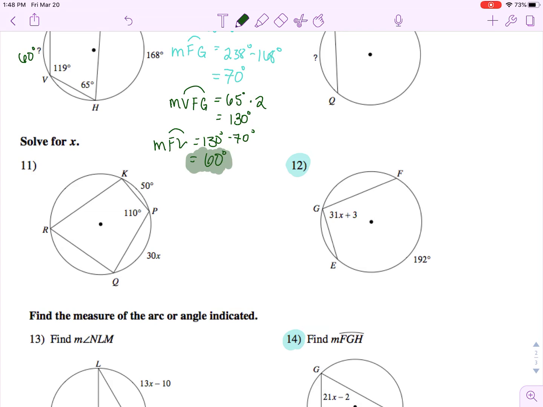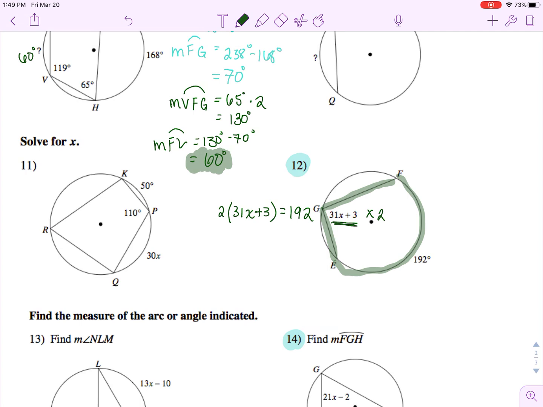All right, let's look at number 12. I want to solve for x. All right, I see that we have an inscribed angle here, and then its intercepted arc. So if I want to find x, I need to set up an equation here. I know that there are two different ways you could set this up, but I know that to get from my inscribed angle to my intercepted arc, I multiply by 2. So 2 times 31x plus 3 equals 192.